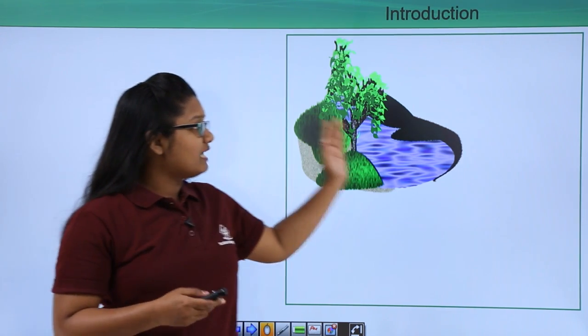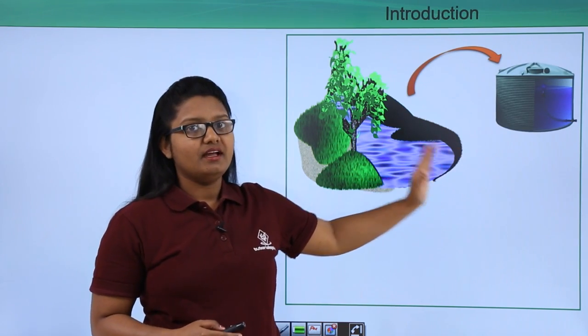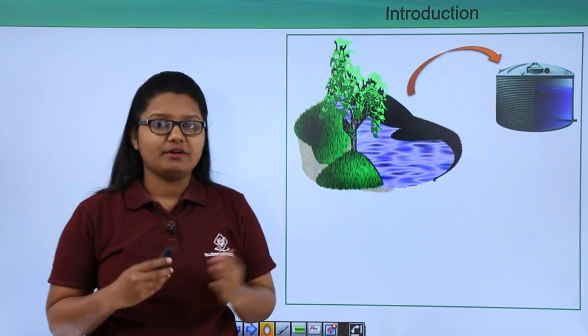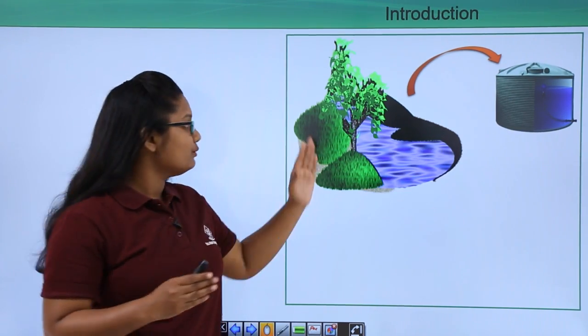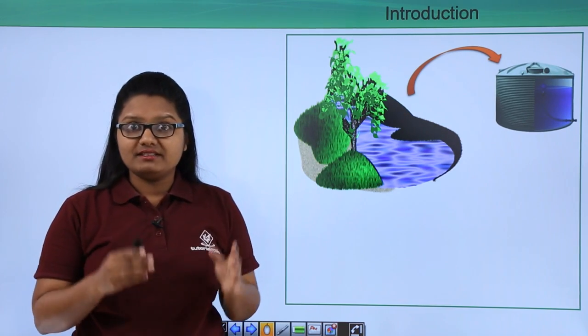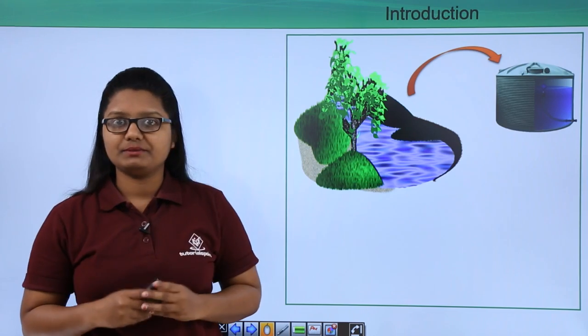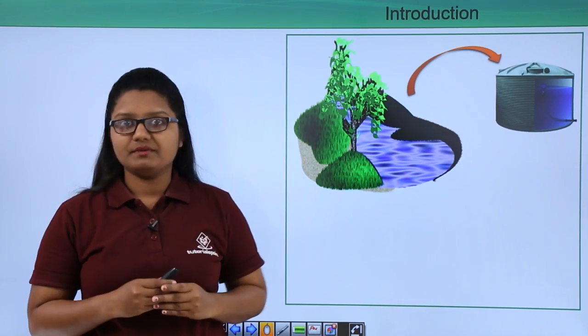Now suppose I transfer a portion of this pond water to a water tank. Now what is the change here? The change is only in the quantity of water. That is, the tank has less water as compared to this pond. But the substance that we have is exactly the same, that is water. And this water also we can use for the same purposes.